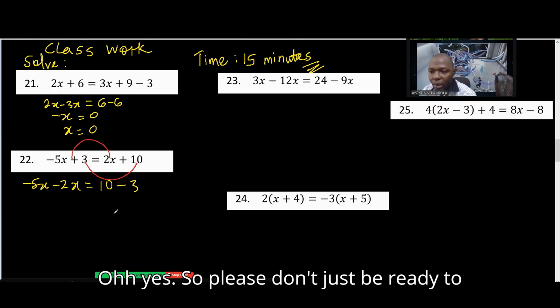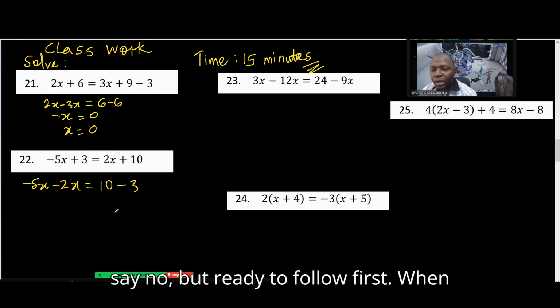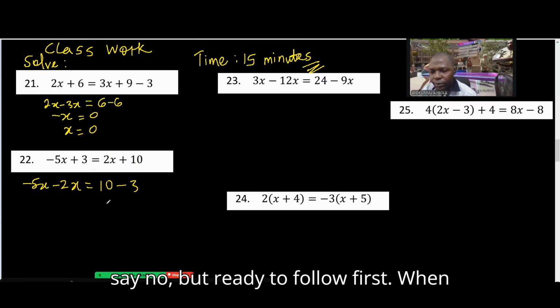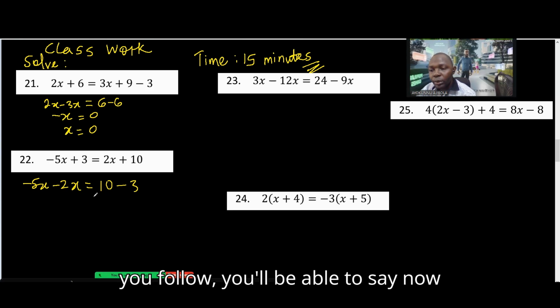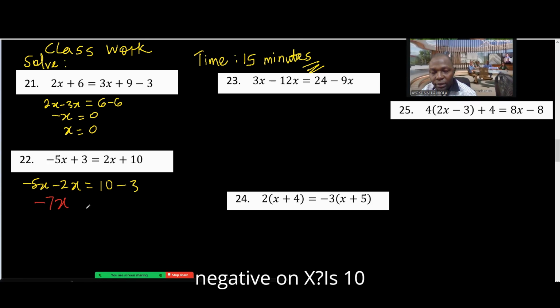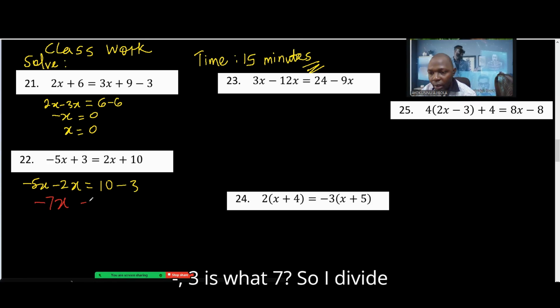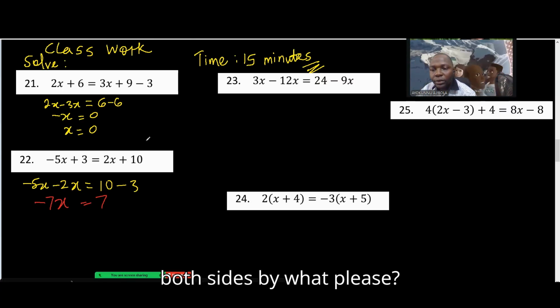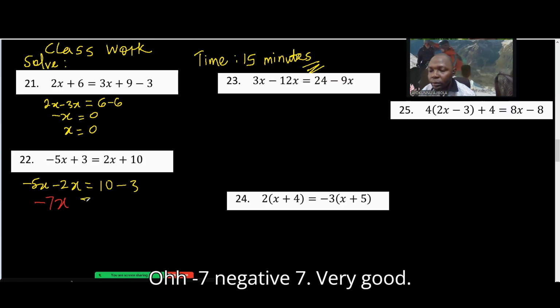Oh, yes. So please don't just be ready to say no, but ready to follow first. When you follow, you'll be able to say, now this is negative 7x. Do you understand how it's negative 7x? Yes. 10 minus 3 is what? 7. So I'll divide both sides by what, please? Negative 7. Very good.